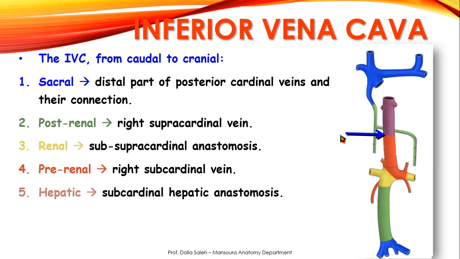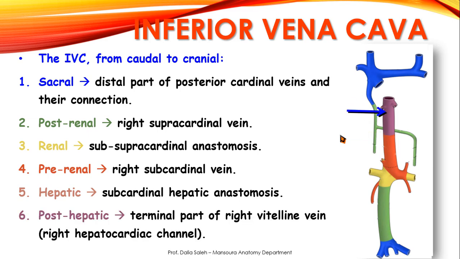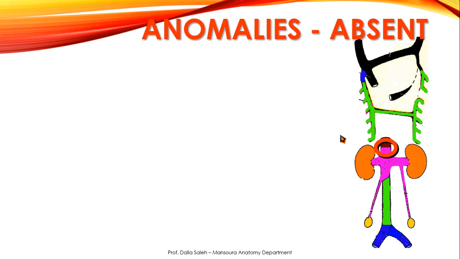And then we have the hepatic segment made by the anastomosis between the subcardinal vein and the posthepatic segment of the inferior vena cava. We call it the subcardinal hepatic anastomosis. And finally, we have the posthepatic segment made by the right hepatocardiac channel or the termination of the right vitelline vein into the sinus venosus. As you can see, the development of the inferior vena cava is a complex process, so anomalies might arise.